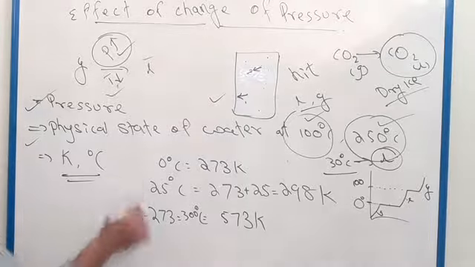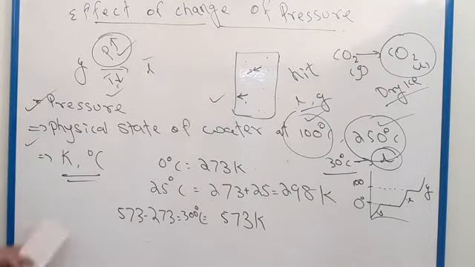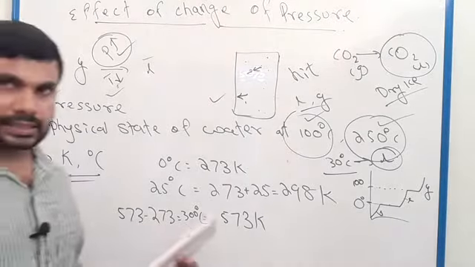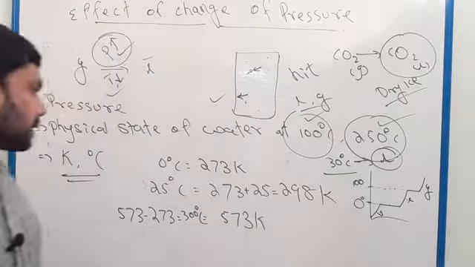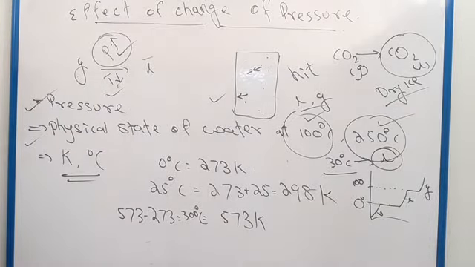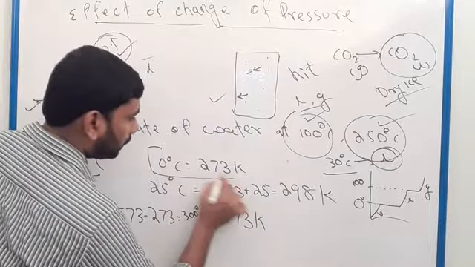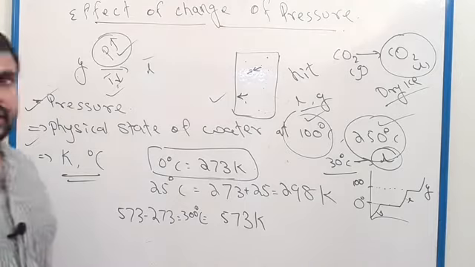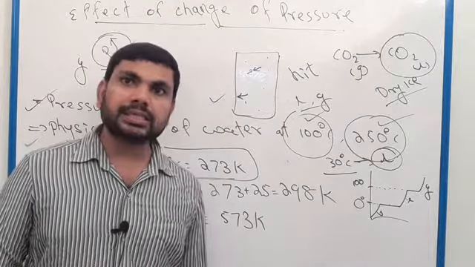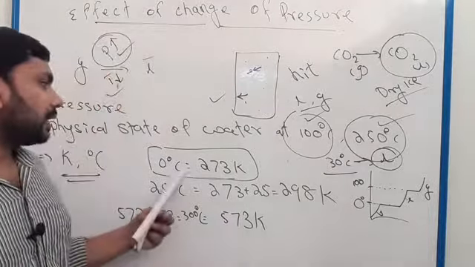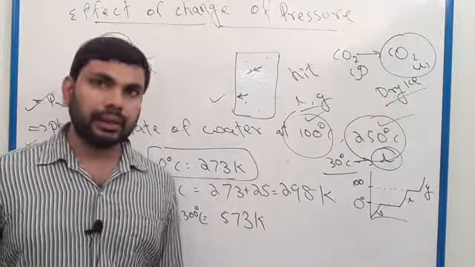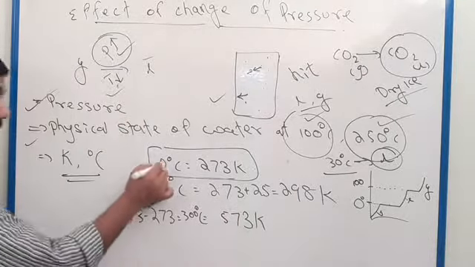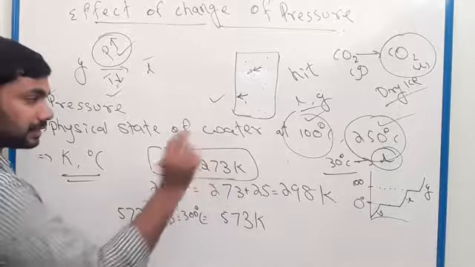Another thing we have to understand here is the relation between Kelvin and degree Celsius. You have to remember this: 0 degree Celsius is equal to 273 Kelvin. So look here, 0 degree Celsius is 273 Kelvin.